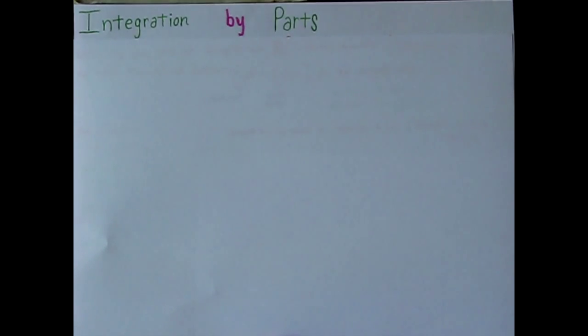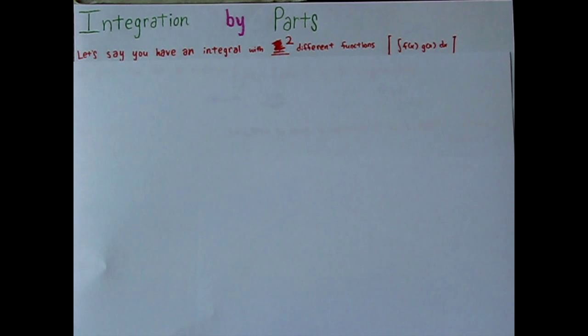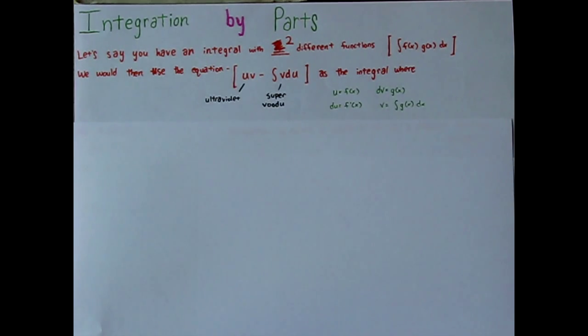Okay, so now we're going to go over integration by parts. Let's say you have an integral with two different functions, the integral of f of x g of x dx. We would then use the equation uv minus the integral of v du, where u equals f of x and dv equals g of x, and you would derive and integrate respectively. You can also remember the equation uv minus the integral of v du using the acronym ultraviolet super voodoo.